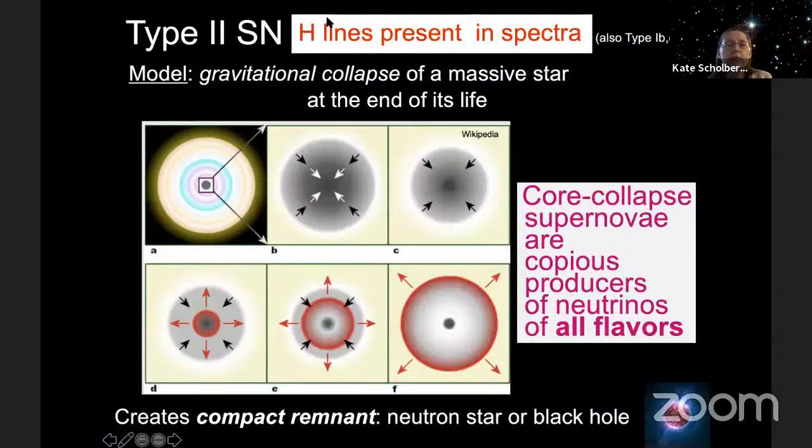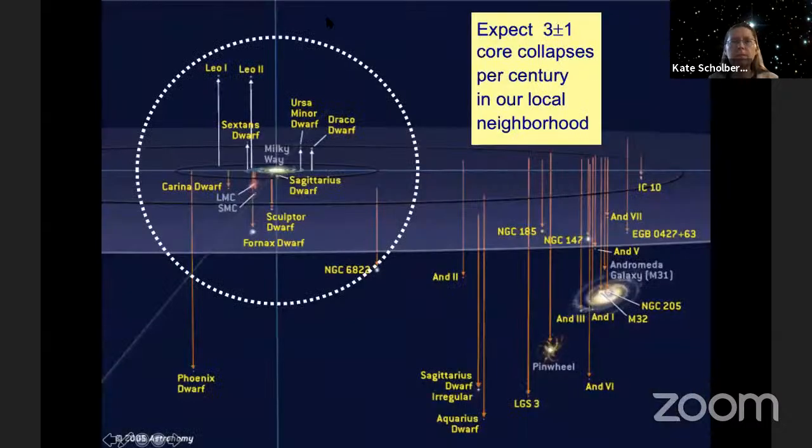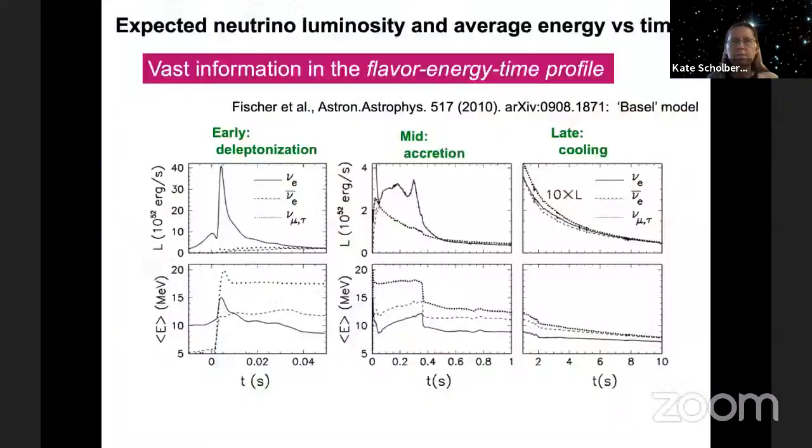Okay, so this is just a recap. I think I showed a similar slide in the first talk. You get this huge burst of neutrinos of all flavors and a compact remnant coming from the collapse. This happens rarely in our lifetimes, but fairly often in the universe. And we expect inside our radius here maybe 3 or so per century. So these are rare, but it means it's very important to capture all the possible data.